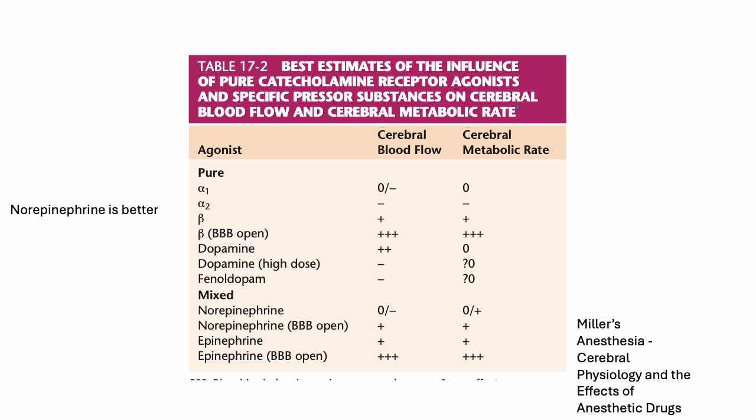Norepinephrine is mostly alpha with some beta. You can see alpha doesn't change much, right? Plus is go up, minus is go down. This is cerebral blood flow, this is cerebral metabolic rate. We probably care about the blood flow a little more.